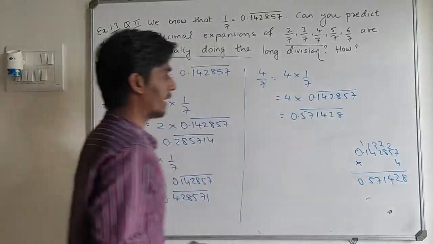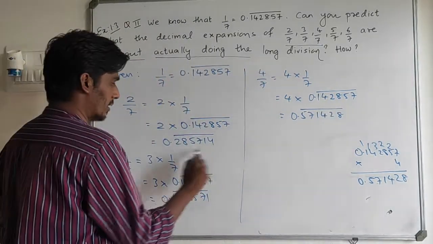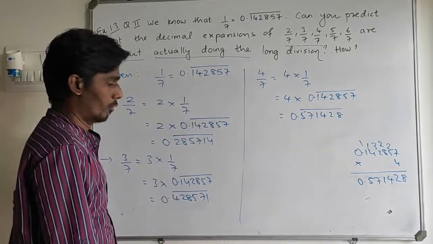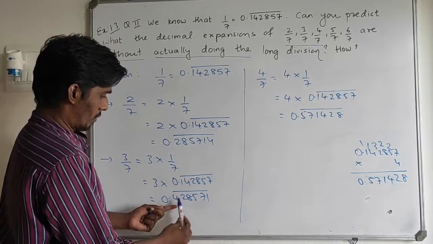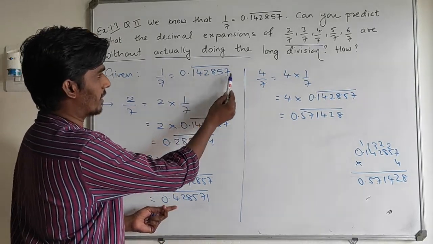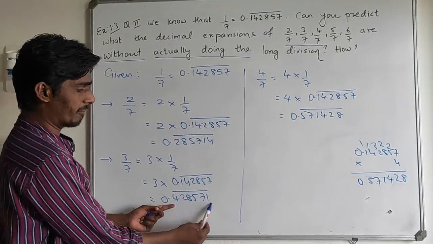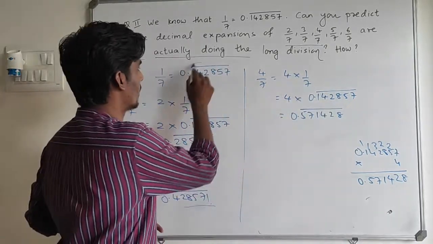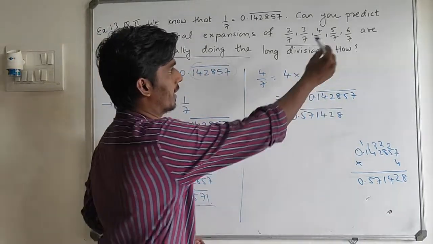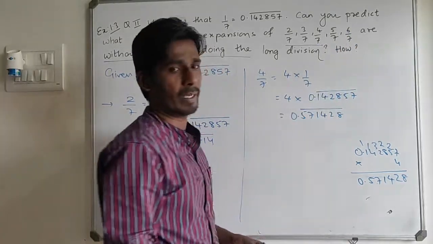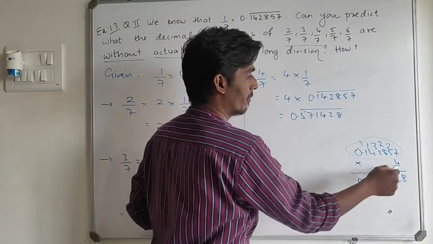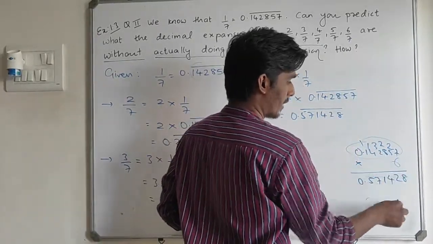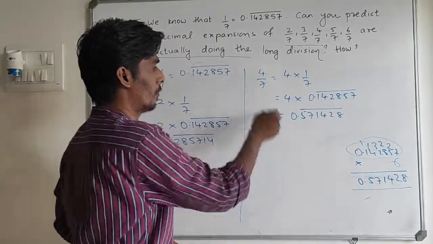0.571428. Now if you look at all the answers, it's what? 285714 here, 285714. If you look at this number, here it's 428571. So here 428571. The series are the same only. You'll get the answer within these numbers only. So similarly, you can find out the value of 5 by 7 and 6 by 7. Simply you have to multiply this number by 5 and then by 6. Whatever number you get, that is the value.